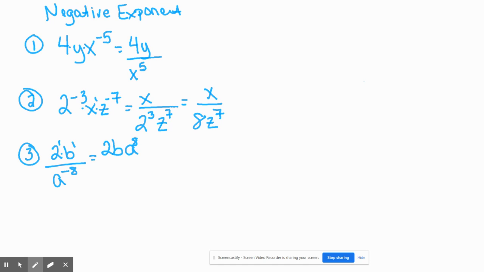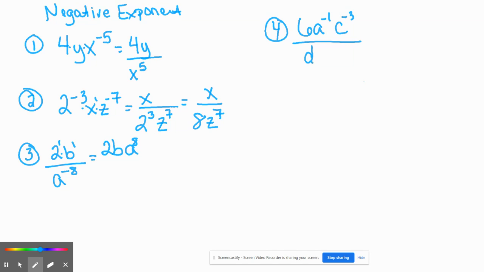And all right, let's take a look at a few more here. Some of them are going to get a little bit more challenging. So I have 6a to the negative first, c to the negative third, all over d to the 0 power. Okay, so again, term by term. There's really multiplication symbols in between them. Look at the 6. The 6 really has a positive exponent there of 1, so it's got to stay at the top.